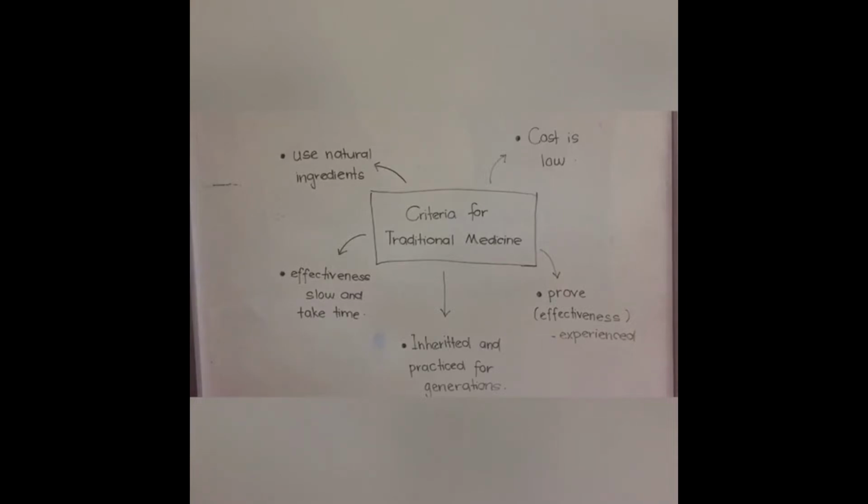The second one, their effectiveness is low and takes time. The third one is that it is inherited and practiced for generations. Number 4, for proof, the effectiveness of traditional medicine is basically proven by experience. And the last one, the cost is low.